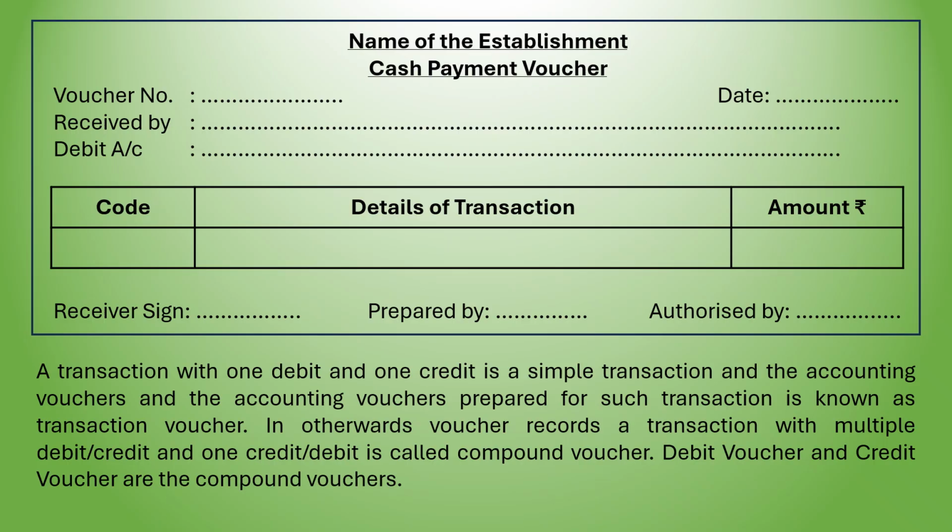In other words, a voucher that records a transaction with multiple debits and one credit, or multiple credits and one debit, is called a compound voucher. Debit voucher and credit voucher are the compound vouchers.